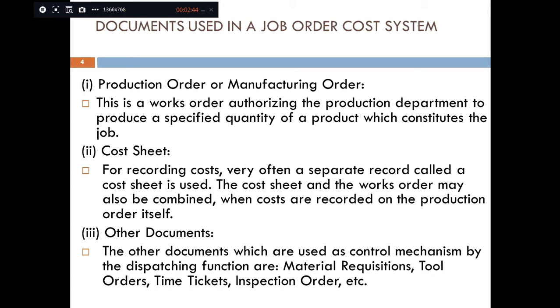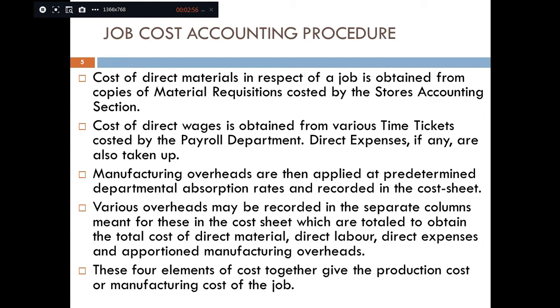So how can we work with job costing? What are the procedures or the processes? These are the job costing accounting procedures. The cost of direct materials in respect of a job is obtained from copies of materials requisitions costed by the stores accounting section. The cost of direct wages is obtained from various time tickets costed by the payroll department. Direct expenses, if any, are also taken from the cost documents. Manufacturing overheads are then applied at predetermined departmental absorption rates and recorded in the cost sheet.